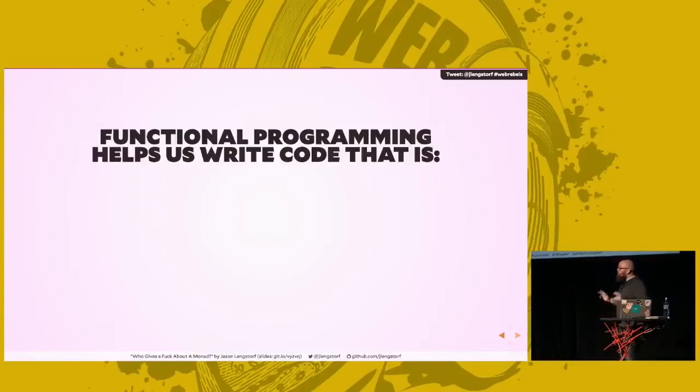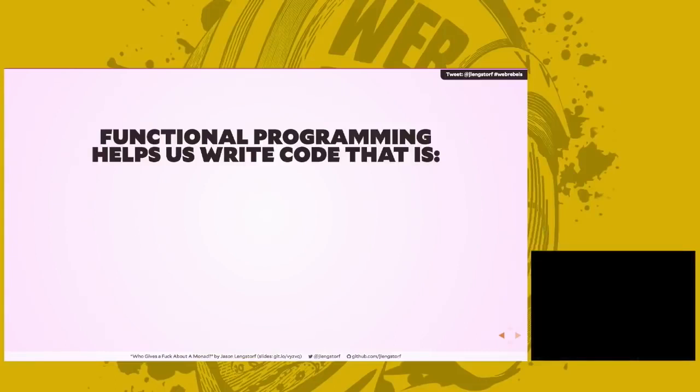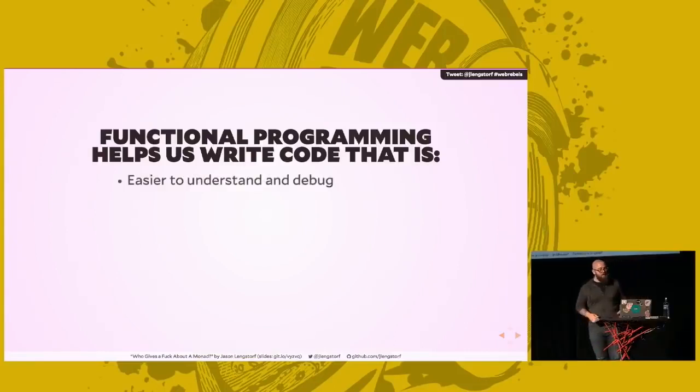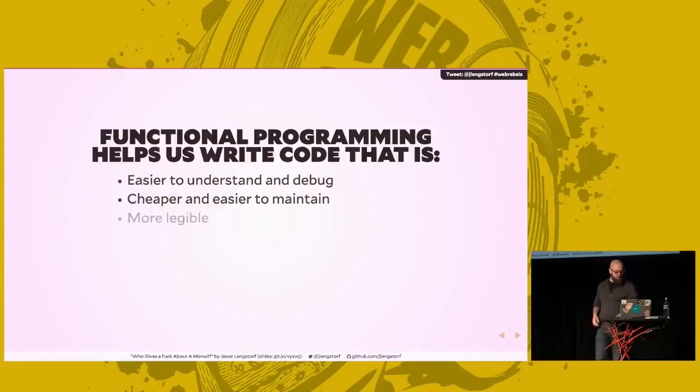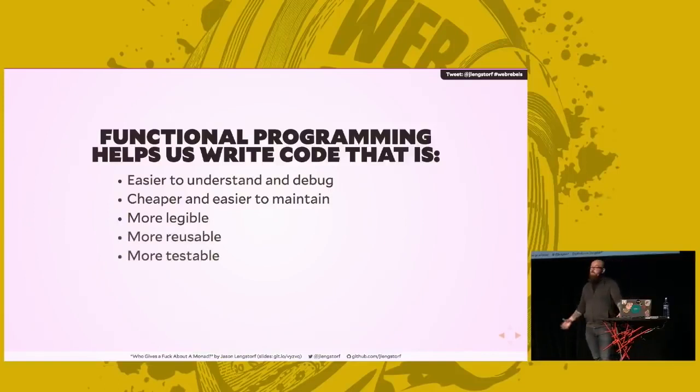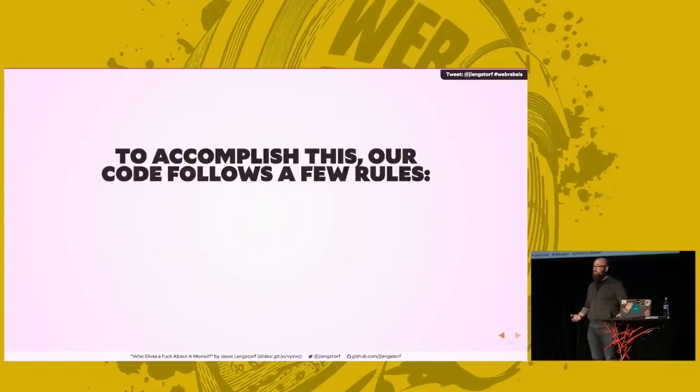So functional programming is code that is designed to make our code easier to understand and debug. It makes it cheaper and easier to maintain. I'll talk a little bit about why. It's more legible once you get your head around the style of functional programming. It's more reusable, more on that. More testable, which is probably my favorite part of it. And it's less error prone. And we can do that by following 3 fairly simple rules.